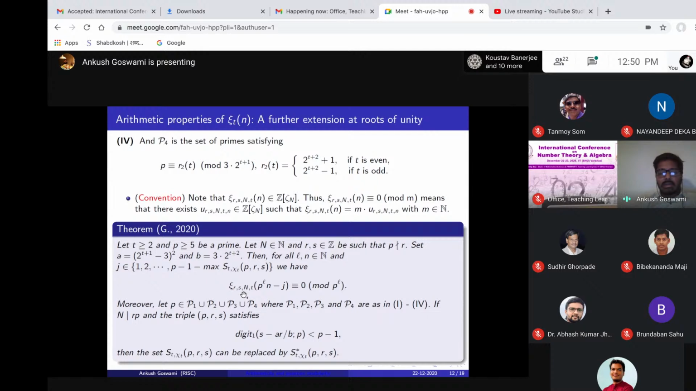And the second part of the theorem states that if p is a prime belonging to any one of these four sets, which we saw in the previous slide, and if n divides r times p, and if the triple p, r, s satisfies this condition, the same condition that you also saw in the previous theorem, then one can replace the set S_t chi t by the set S_t chi t star. And once again, if you choose t equals 1 here, then this union of primes gives you the set of all primes bigger than or equal to 5, I think. Yeah. But when t is bigger than or equal to 2, you do not get the set of all primes, but the union of exactly this four-chain family of primes.